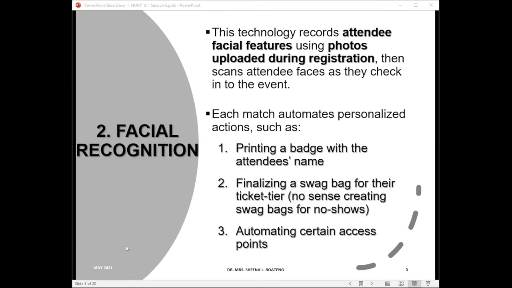Because when they show up at the event, you don't need to ask them what their name is to print the tag. You just scan their faces and the software will automatically tell the computer whether or not this is the person. And the face that is recognized is what will be used to pull up the person's information and then print the badge or the name tag for the attendee at the event.